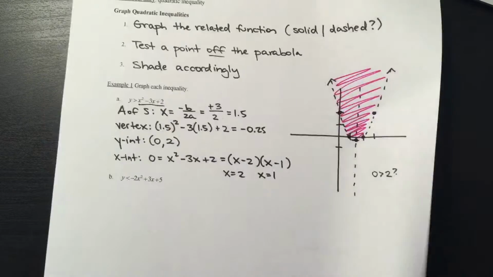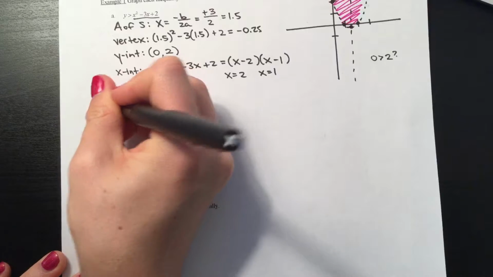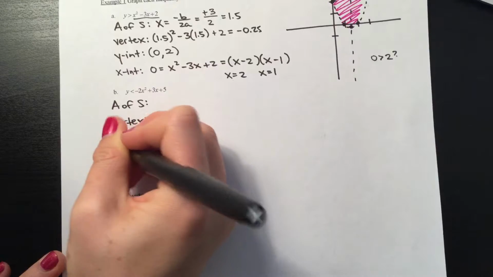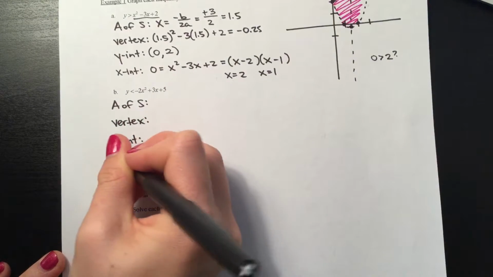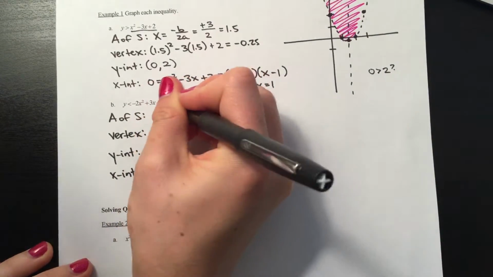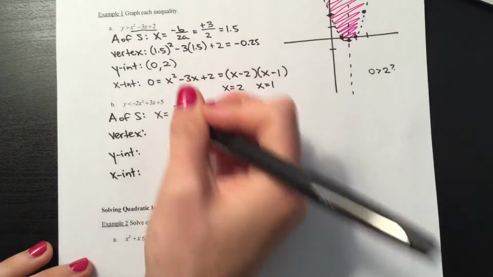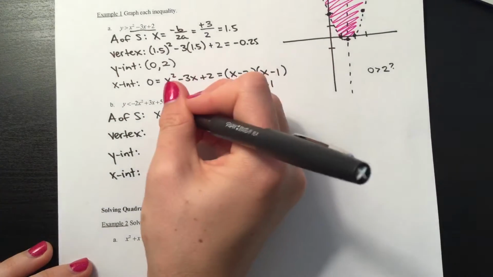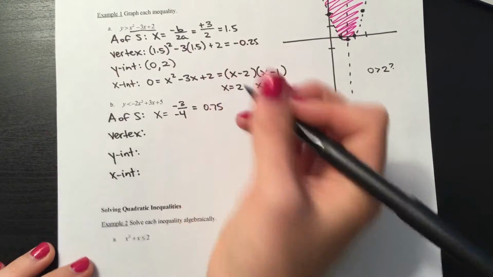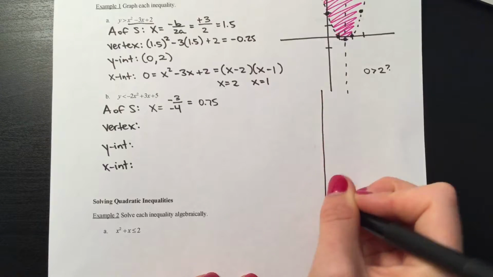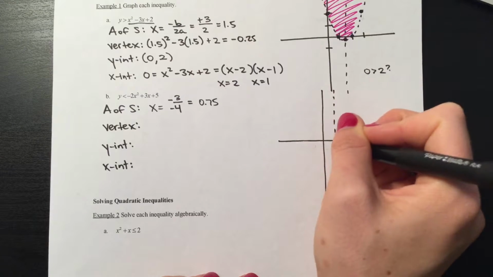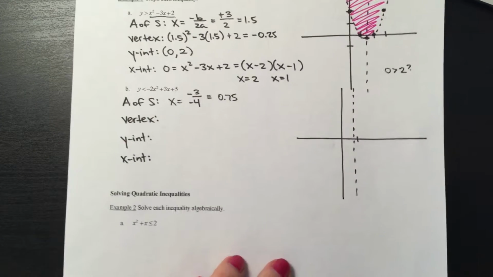Okay, let's do another one of those. Same strategy. So we've got axis of symmetry, vertex, y and x intercepts. Okay, so axis of symmetry. We've got x equals negative b, which is 3, and then over 2 times a. So 2 times negative 2 is negative 4. So our axis of symmetry is x equals 0.75, or 3/4. Start with that. So if this is 1, then we are just doing our best to estimate where the 3/4 would be. It should be like right there.